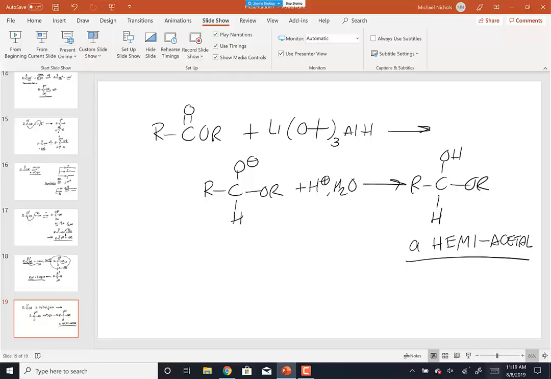Anybody psychic enough to know my next question? No, I mean, we know how to make a full acetal with H plus and another alcohol. But in this case, I've got this hemiacetal in acid water conditions. My next question would be, is it stable? Is this stable? Is it a special hemiacetal? Is it stable? No.